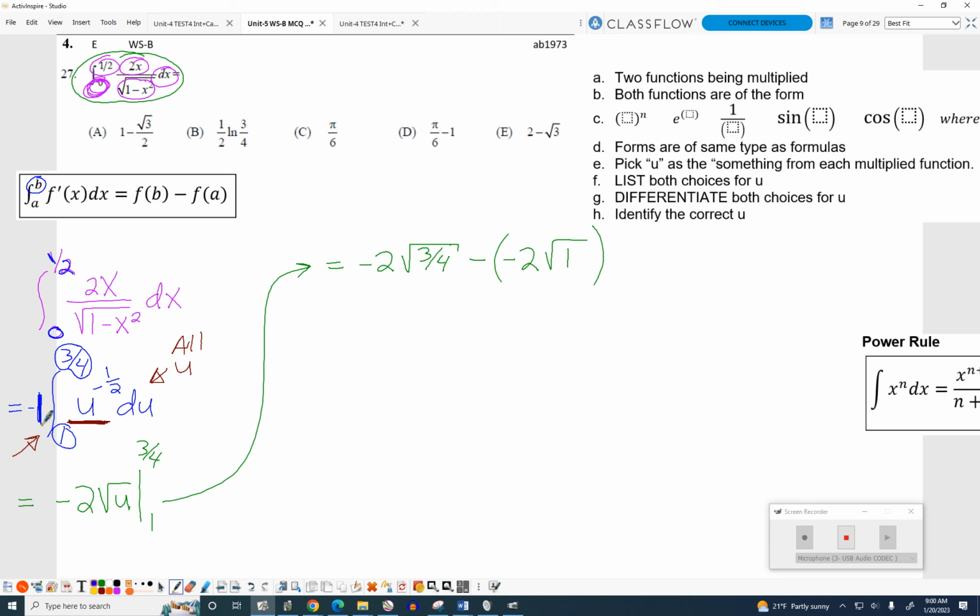When you have the root of factors, you can split the root. If you have the root of terms, don't do that. So this is the same thing as root 3 divided by root 4. And root 4 is 2. Root 1 is 1. So we end up with negative root 3 plus 2. We are finished.